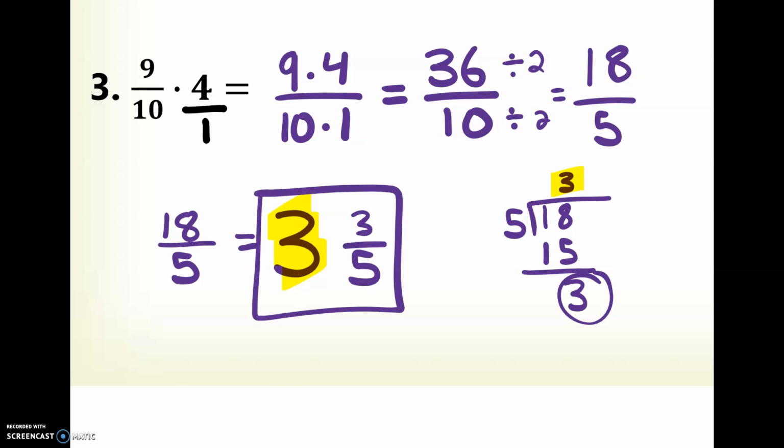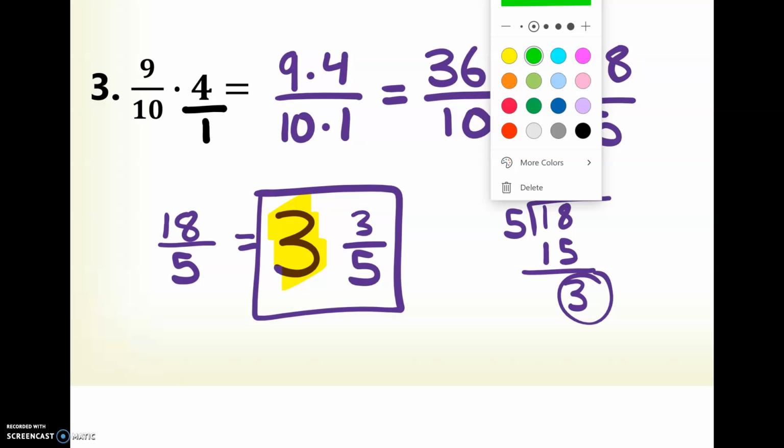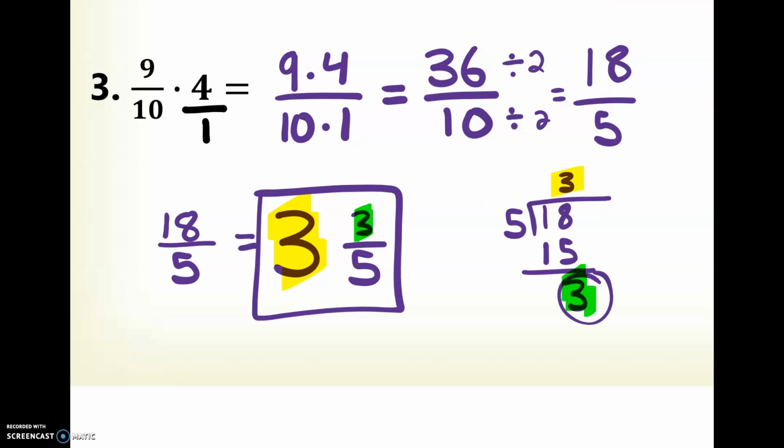So our remainder here is the number that goes right there. And our original denominator stays the denominator, so our denominator goes right there.